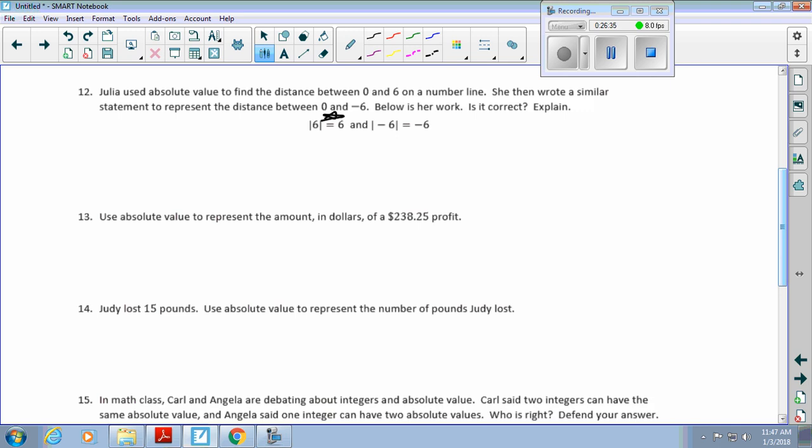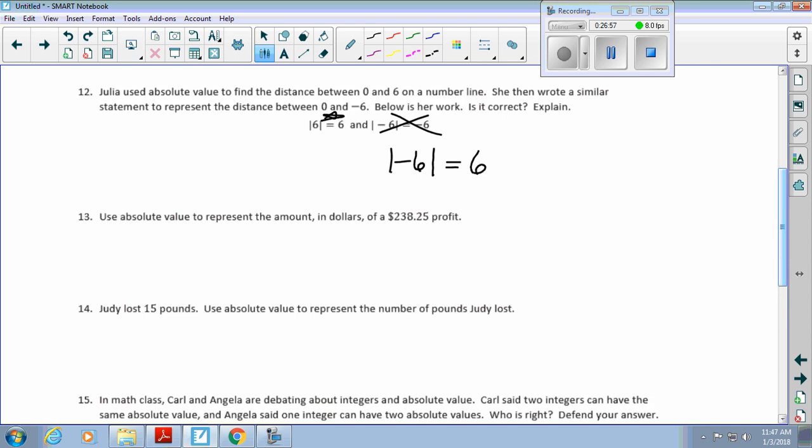The next one, it says the absolute value of negative 6, or the distance from negative 6 and 0, she's saying is negative 6. Is she correct? Yes or no? No. Garbage answer, Julia. All right, so the absolute value of negative 6 should be 6. Again, they always come out positive.